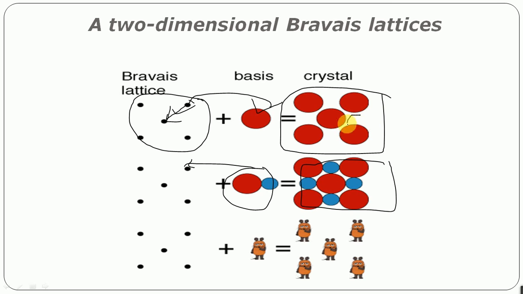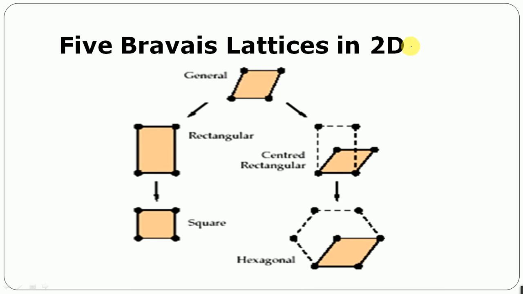The small gaps which are here are now almost filled, and the packing is very fixed, very strong. So different bases form different types of structures. In two-dimensional crystal geometry, there are 5 types of lattices, 5 types of sets of points at which we can place our bases. First is general, then rectangular, centered rectangular, square, and hexagonal.